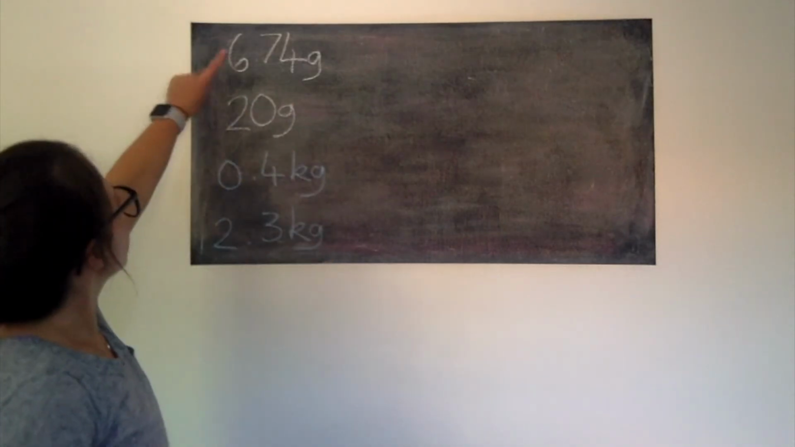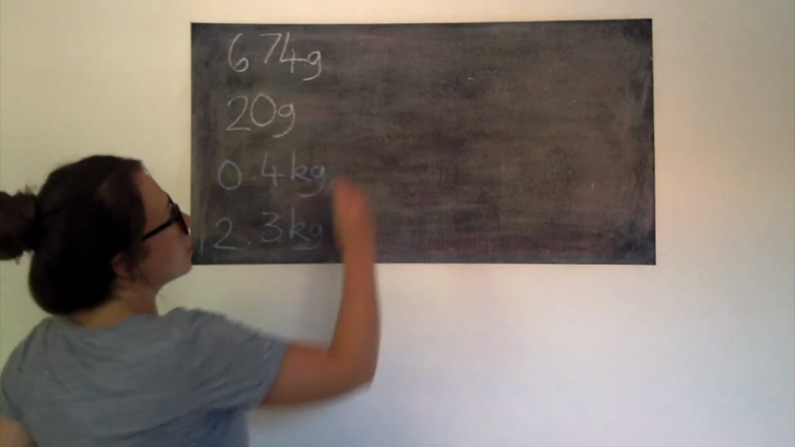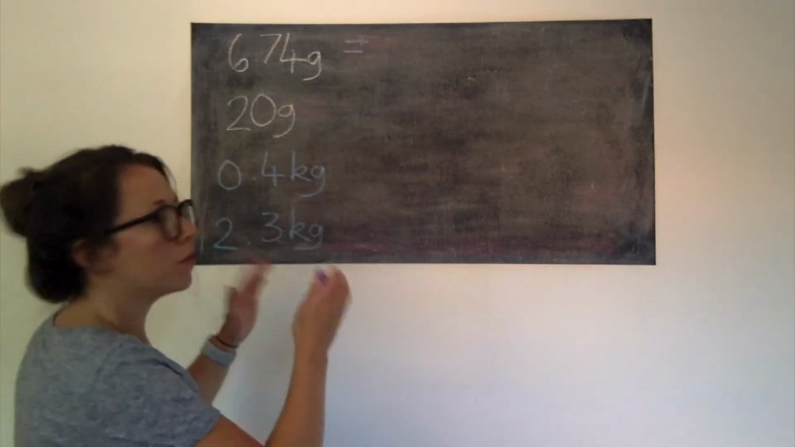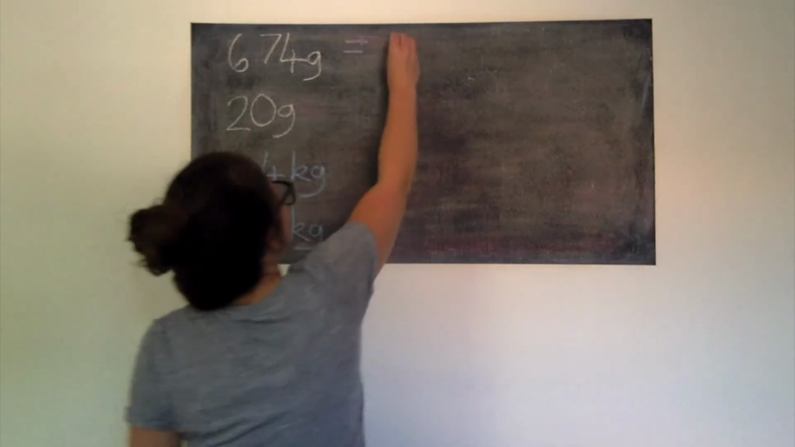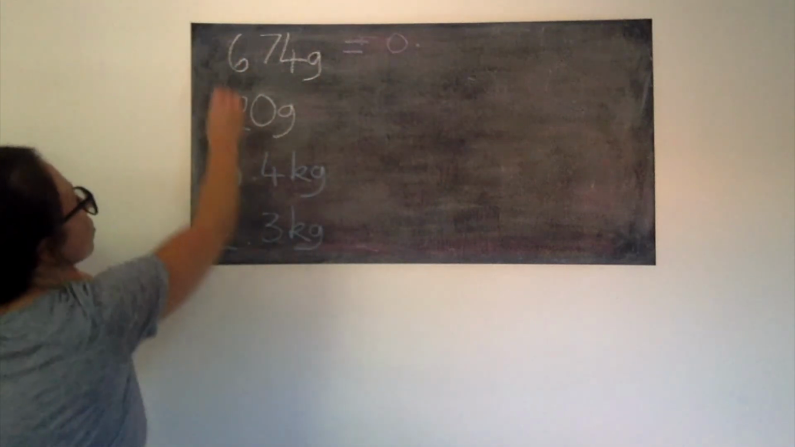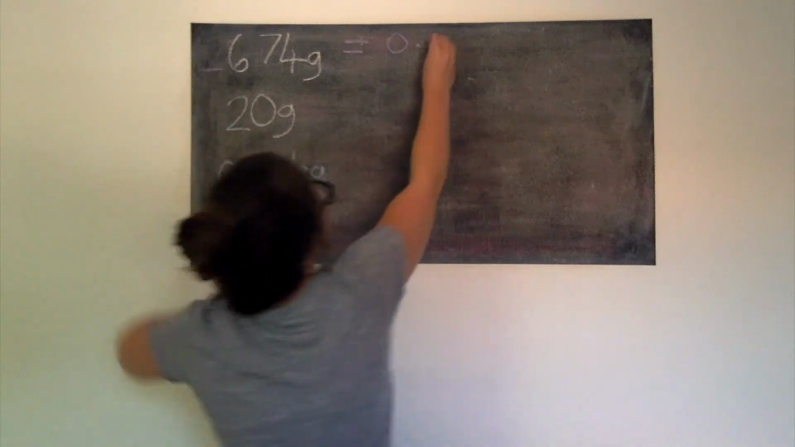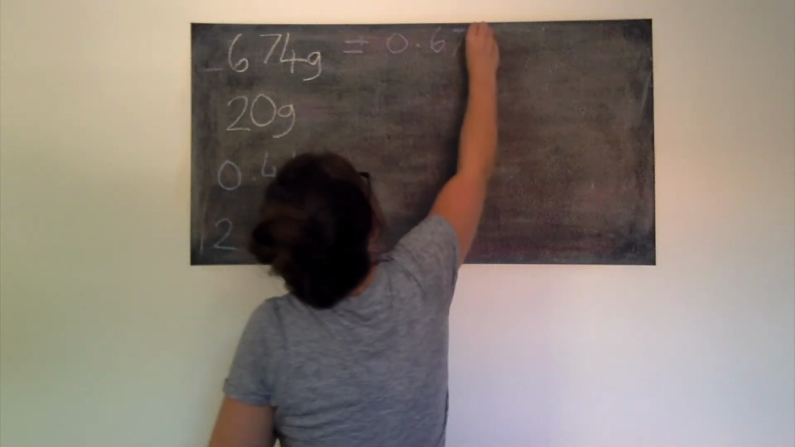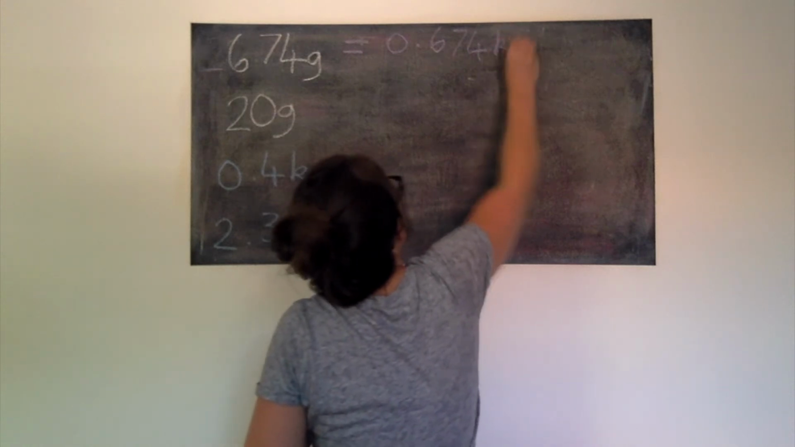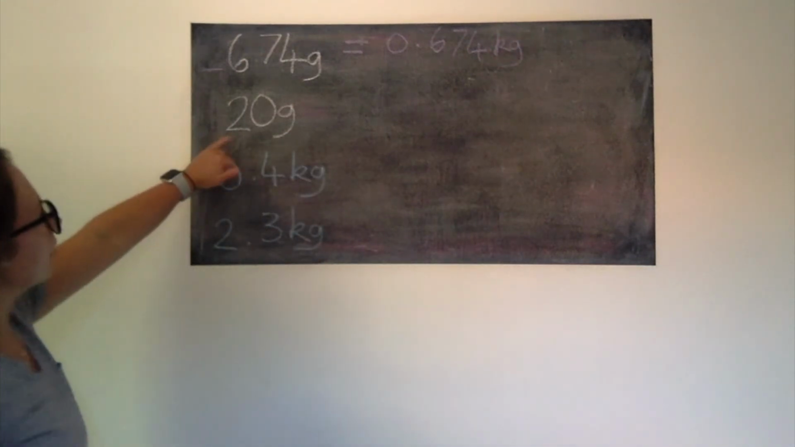Let's start off at the top. 674 grams. So to turn this into kilograms, we need to divide by 1,000. So that's moving 3 places to the right. So that should give us 0. We've got no whole kilograms. I've got no thousands. Okay, and then we've got 674, or 0.674 kilograms.